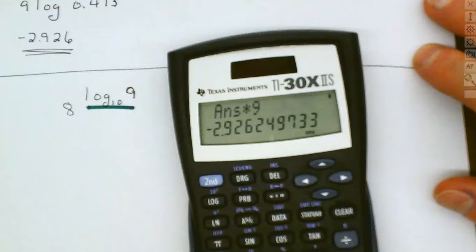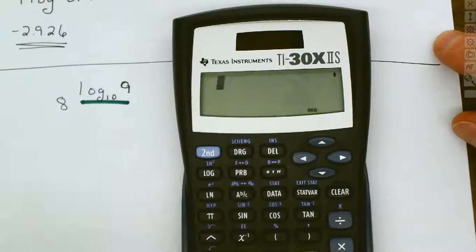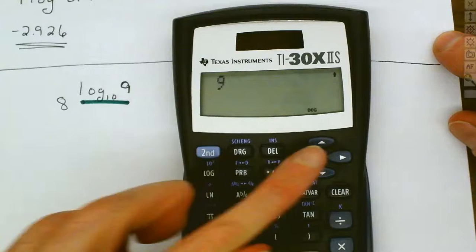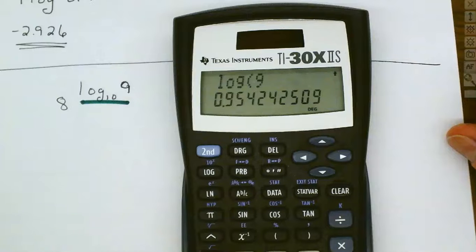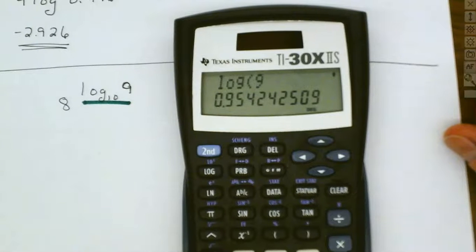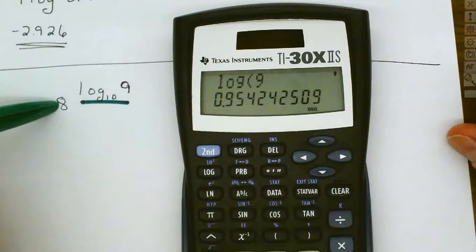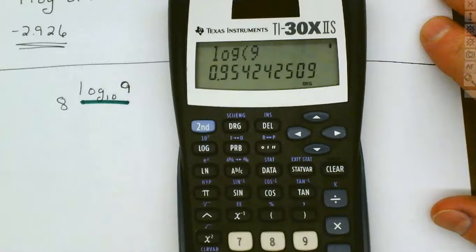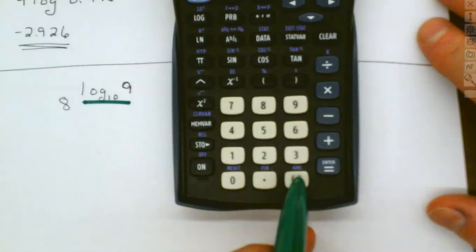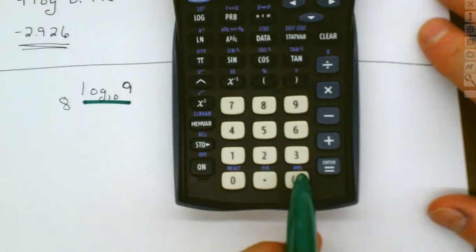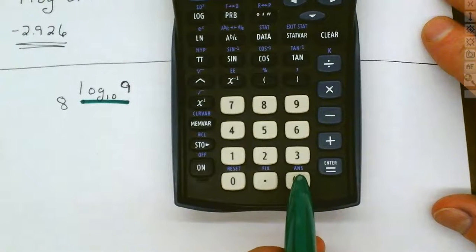And I'm going to show you how to use the automatic memory in your calculator. So, log of 9 is that. Now, what do I still need to do with this? Not multiply, this is raised to the what? 8th power. Now, if you notice on your calculator, a lot of calculators have this ANS button. That is your answer. It's a stored memory.